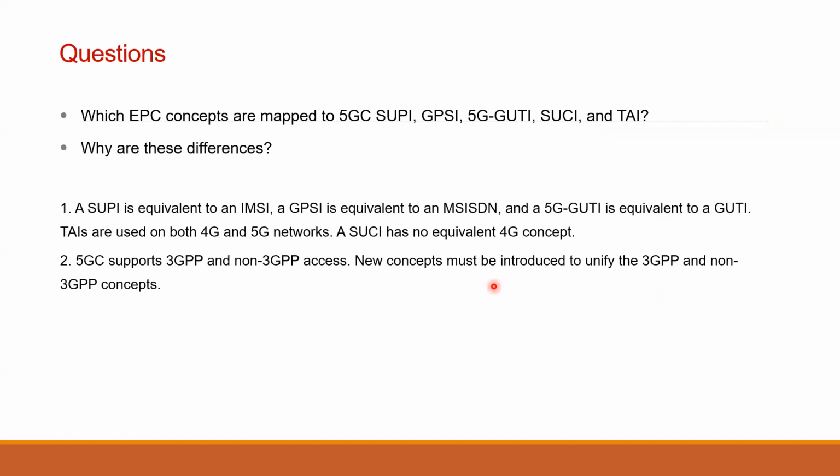Right. So which EPC concepts are mapped to 5G? SUPI is equivalent to an IMSI. GPSI is equivalent to an MSISDN. 5G GUTI is equivalent to 4G GUTI. TAI is the same in 4G and 5G, and SUCI has no equivalent in the 4G concept. What are these differences? 5GC supports 3GPP and non-3GPP access. New concepts must be introduced to unify the 3GPP and non-3GPP concepts.